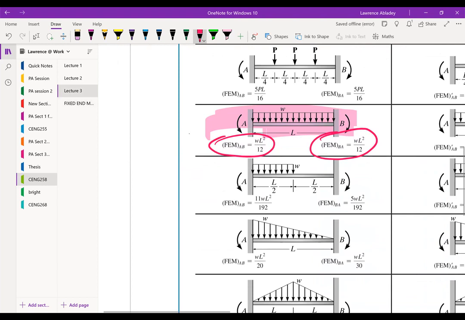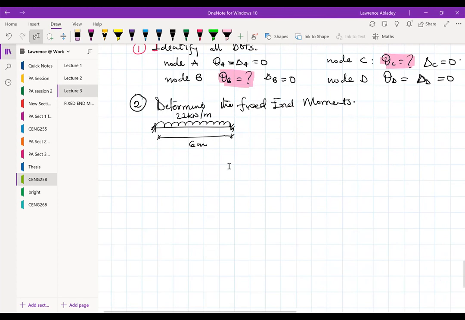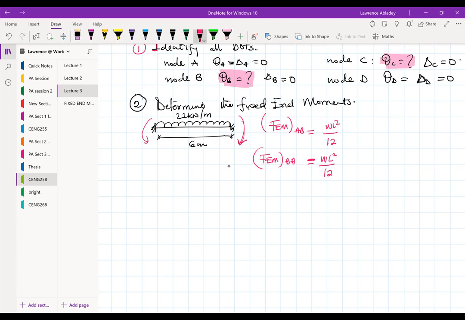So we'll come back to the structure here, and then the fixed end moments. If we look at it, these are the directions they are in. So the fixed end moment is WL squared over 12. Now let's take into consideration their directions. The MAB one is anti-clockwise, so that is negative. Whilst the one on the right hand side is clockwise, so that is positive. Okay. So let's just take note of that.